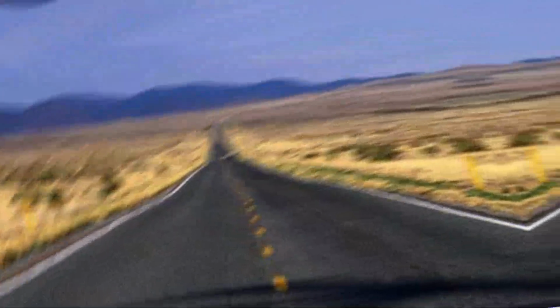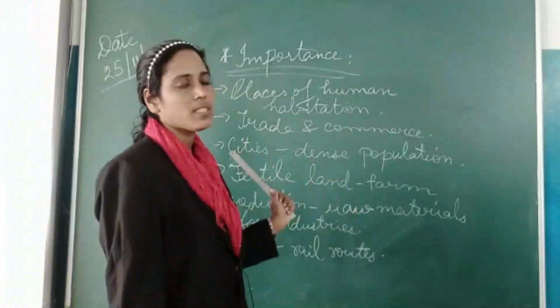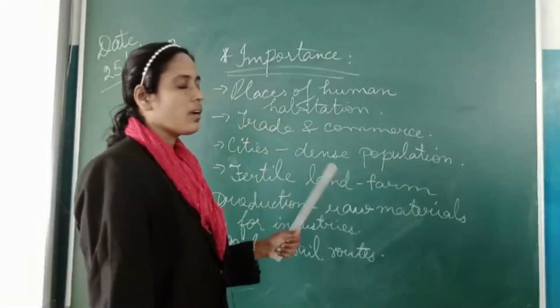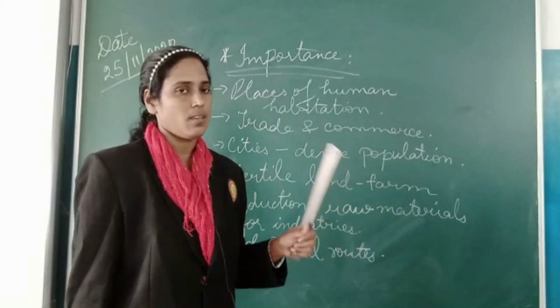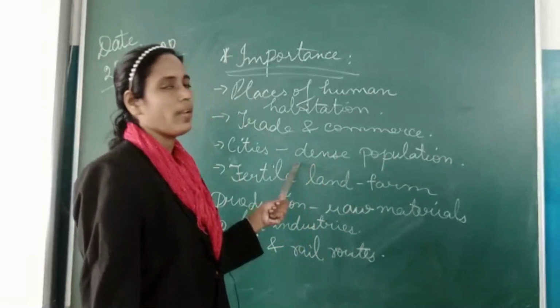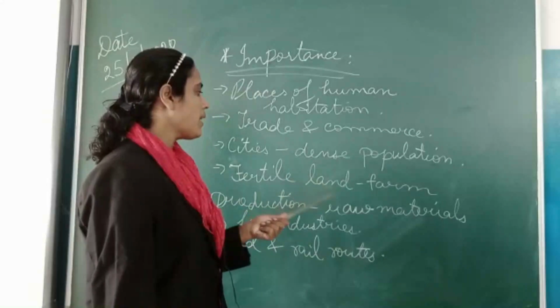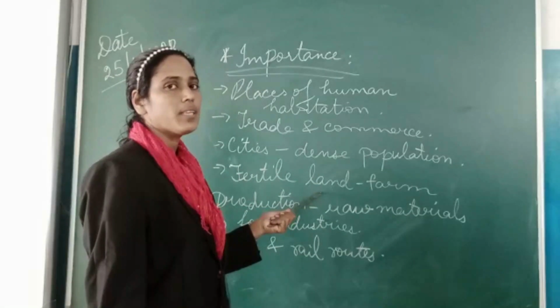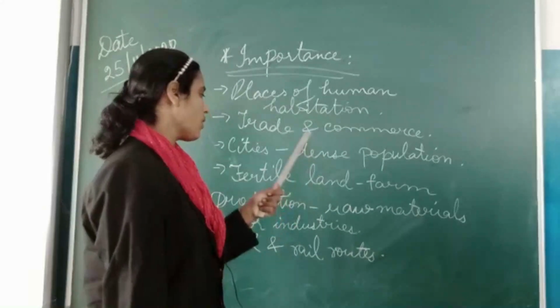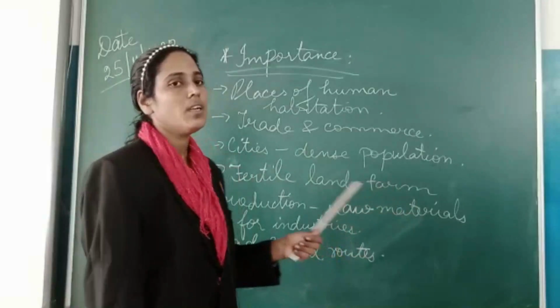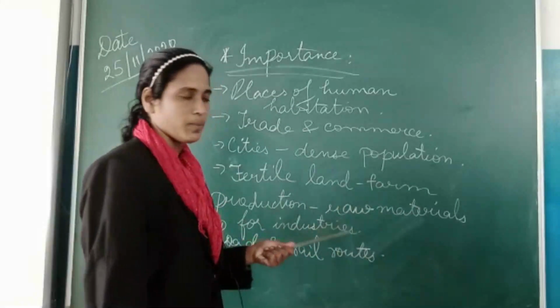Next, cities are formed, developed or established in plains, due to which a dense population is found in cities in plains. Compared to mountainous and plateau areas, you will find much more population in cities situated in plains. Plains are also responsible for fertile areas, farms or fields, which in turn are responsible for the production of crops.